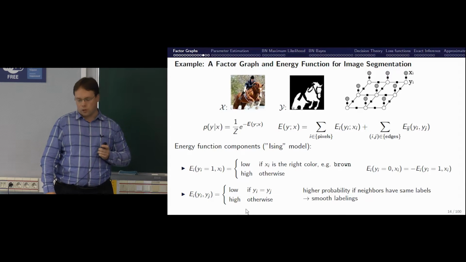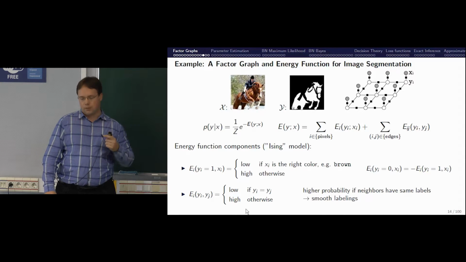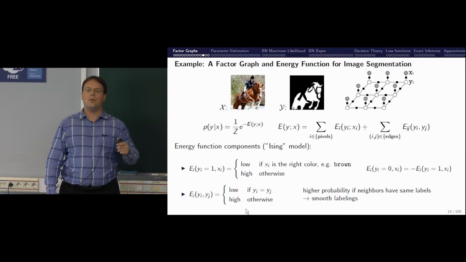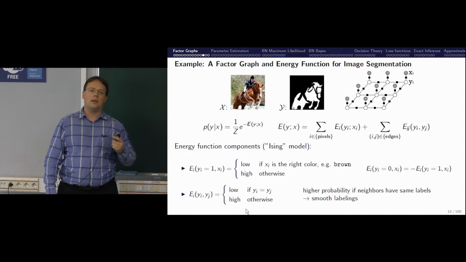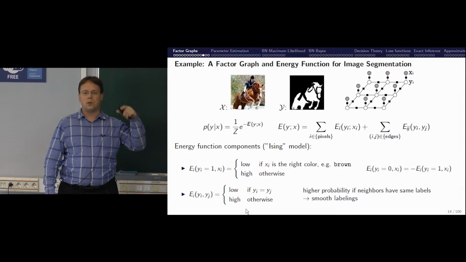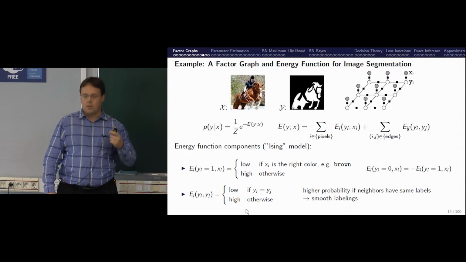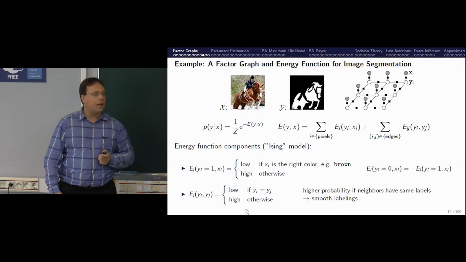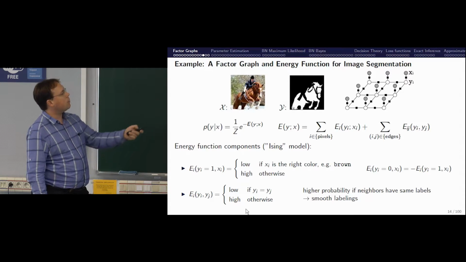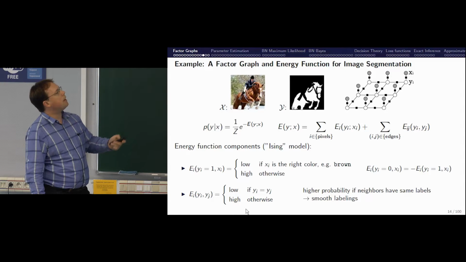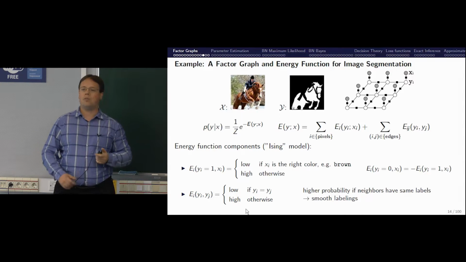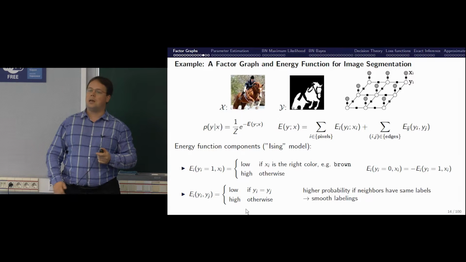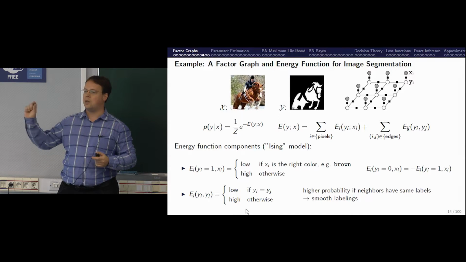If the pixel value looks like a horse, like it's brown, then the energy will be low. If the pixel does not look like a horse, the energy will be high. And since the probability will be the exponential of minus the energy, that means brown pixels are likely to be foreground, non-brown pixels are likely to be background. And then we have a second term. If we only had these things, then basically every brown pixel would be foreground, every non-brown pixel would be background, and we just have to go through all pixels and check individually.